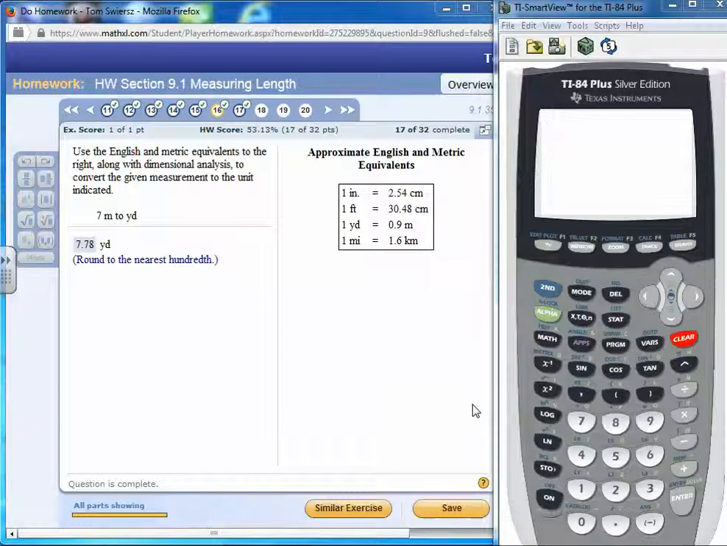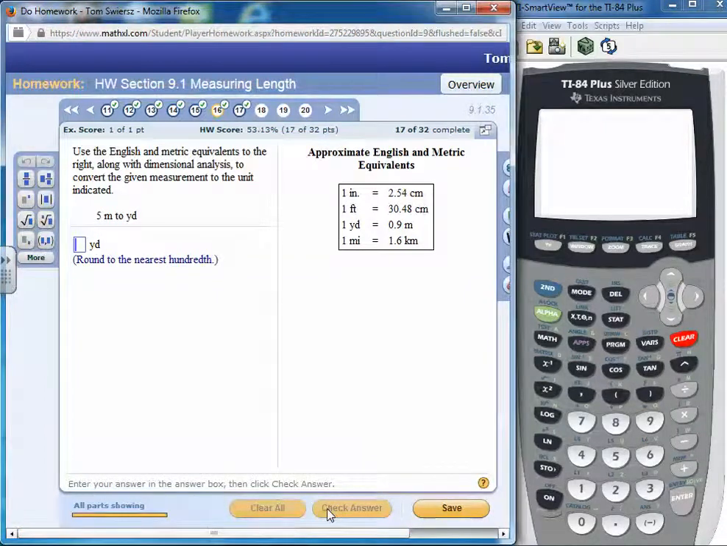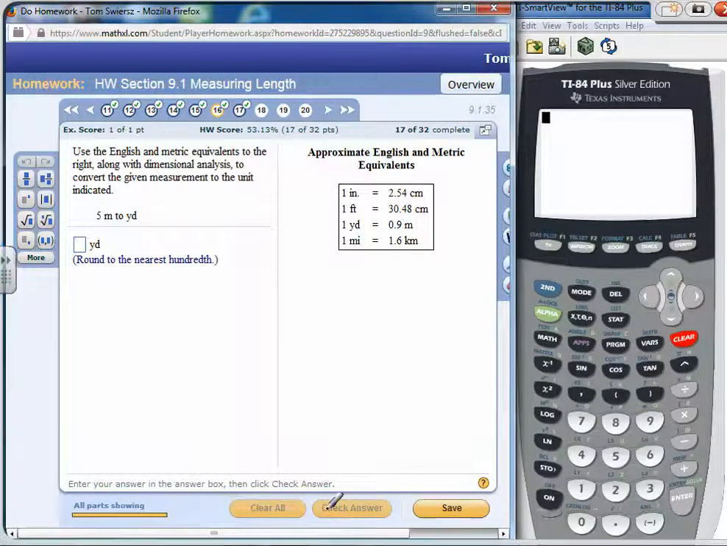Let's solve homework exercise number 16 from section 9.1. Let's go ahead and do number 16, 5 meters to yards. Okay, we have 5 meters. Our units we want is yards, which goes in the numerator. Meters we want to cancel, which goes in the denominator.